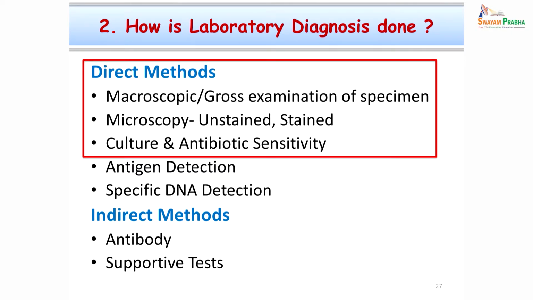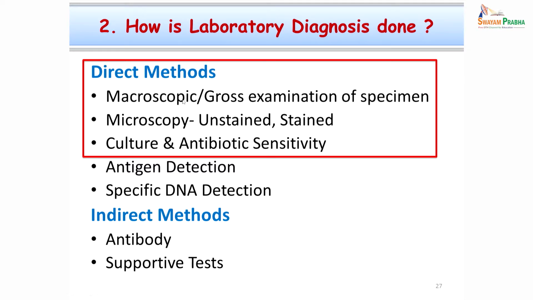Now, how do we go for lab diagnosis? We have plenty of methods for establishing the relationship of bacteria with the disease. They are called direct and indirect methods. In the direct method, we look directly for evidence of the presence of bacteria or their antigens in the tissues, in the specimen we receive from the representative sites.